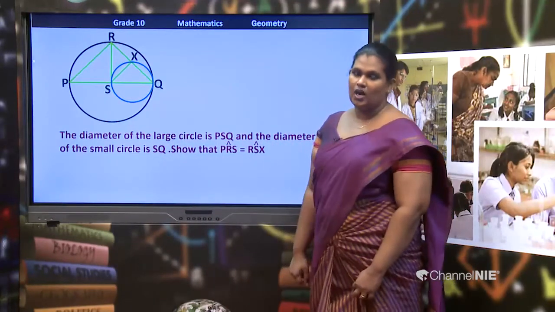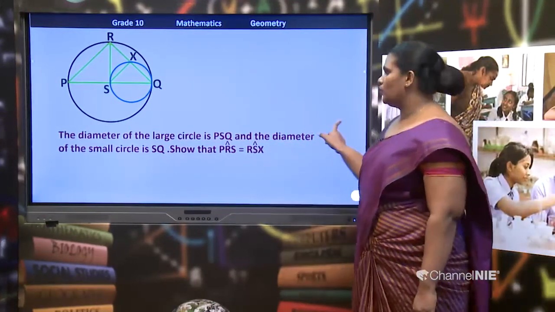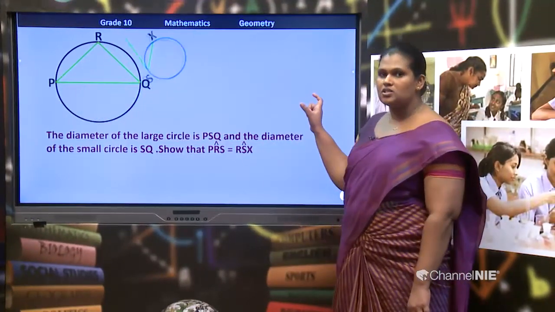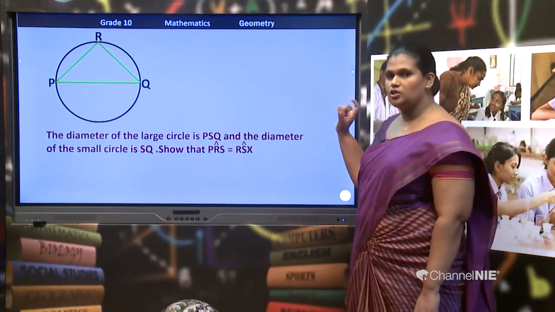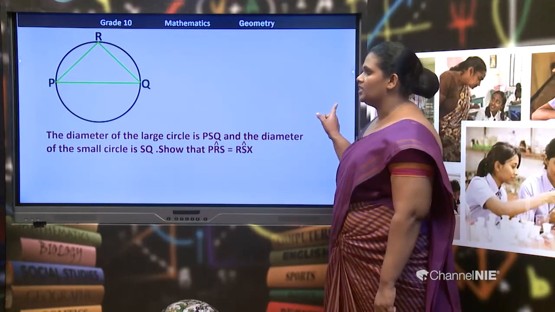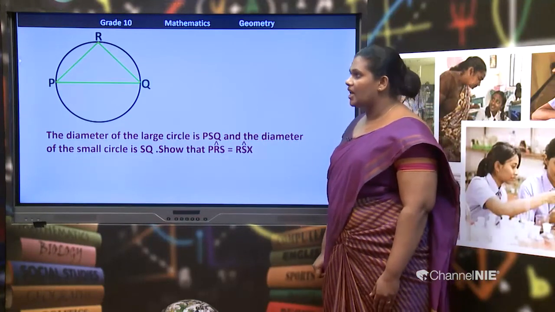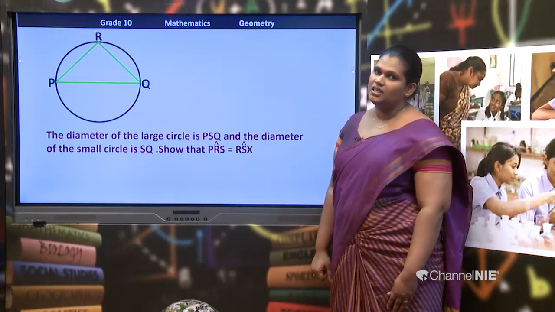RSX. That is what we have to show. So, we will move on to the proof. I am going to take part of the figure to make it easier to understand. Now, we know that PQ is the diameter of this circle.